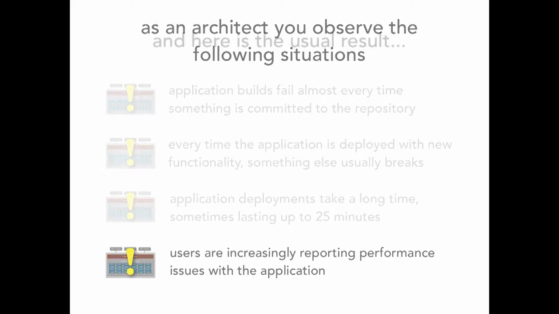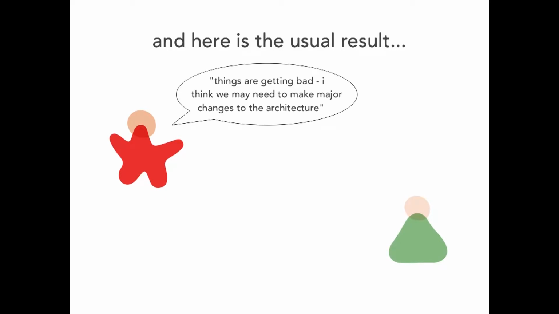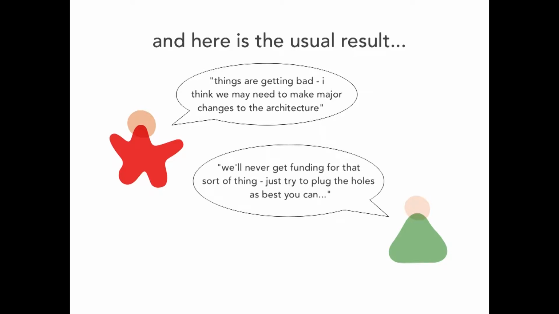And here's the usual result from these observations. You as the architect, and here is the manager, and you say, things are getting really bad. I think we may need to make major changes to the architecture. And of course, the usual response, no. We'll never get funding for that sort of thing. Just try to plug the holes as best you can.